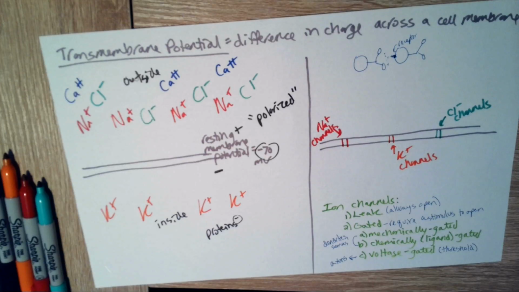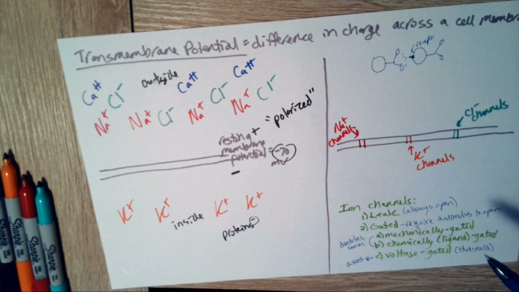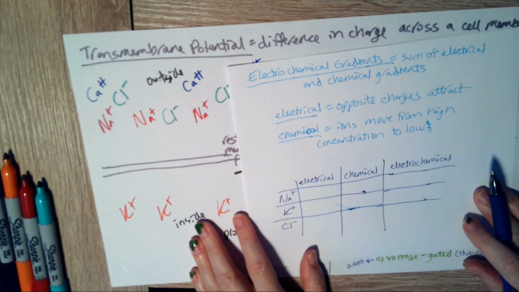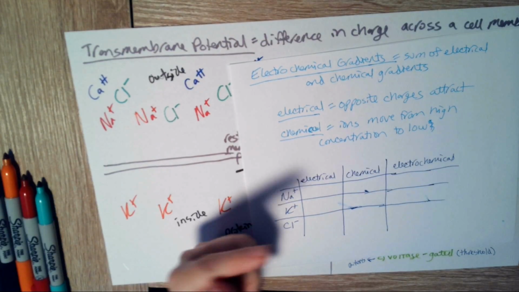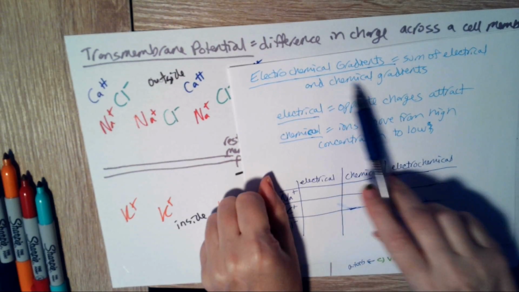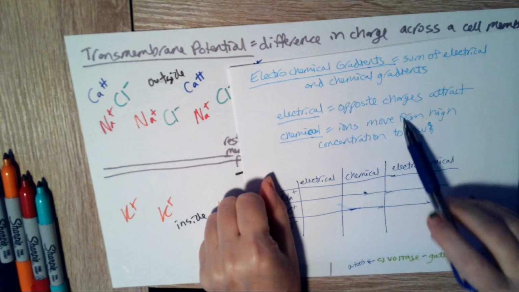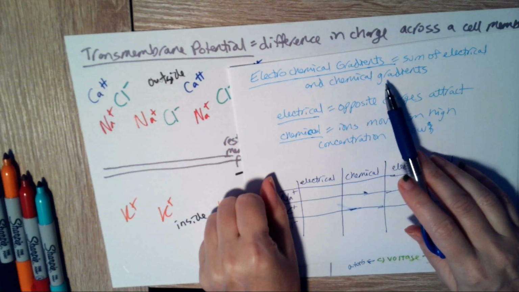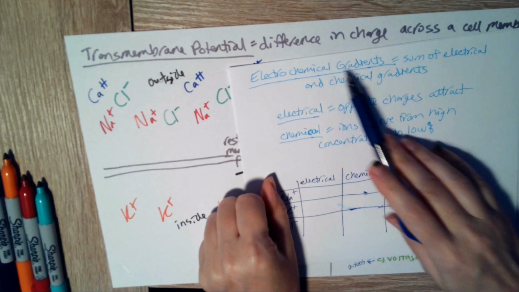But first, what we want to do is think about when we open these channels, what directions the ions are going to go. So we'll leave this picture in the background and we'll go into electrochemical gradients, which is going to determine whether an ion is going to go into the cell or out of the cell. So an electrochemical gradient is going to be the push, the force that causes an ion to move. And it is the sum of the electrical gradient of that ion and the chemical gradient of that ion. So you need to know what those two things are in order to figure out what the electrochemical gradient is.